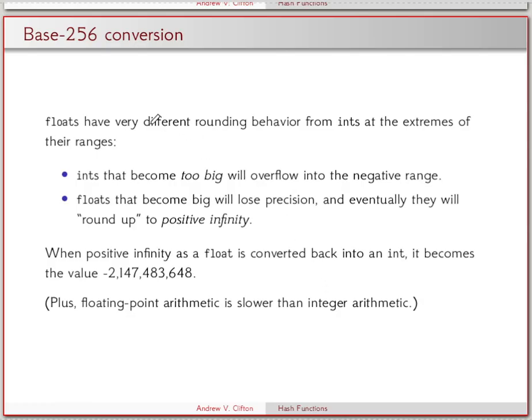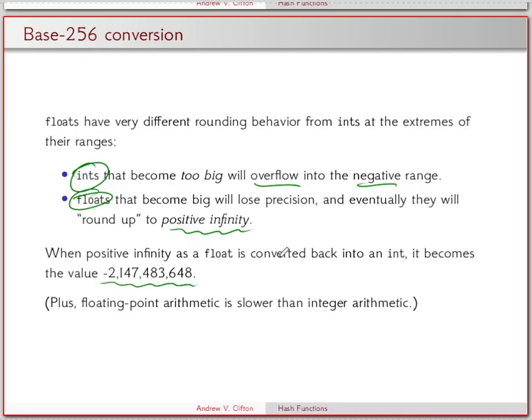Floats round very differently when they get to the extremes of their ranges. If you have an int that gets too big, it overflows into the negative range. But if you have a float that gets too big, it will round up to positive infinity. Floats have a notion of infinity. And when you have positive infinity as a float and you convert it back to an int, you get this weird number here.